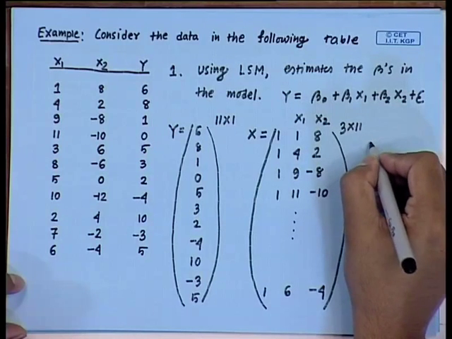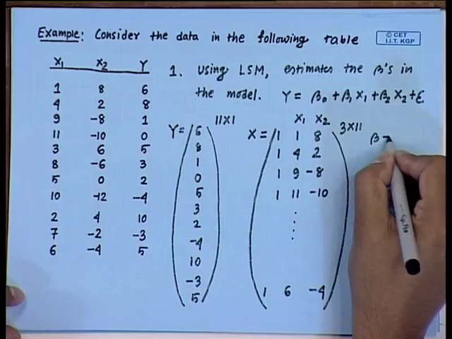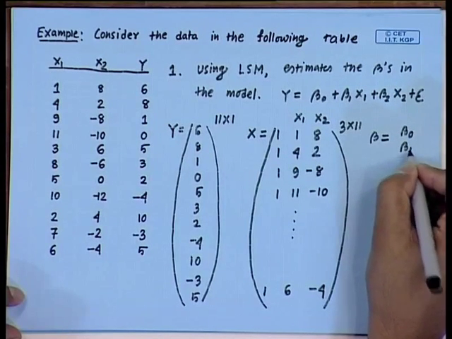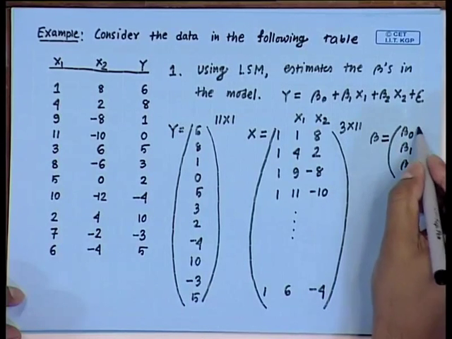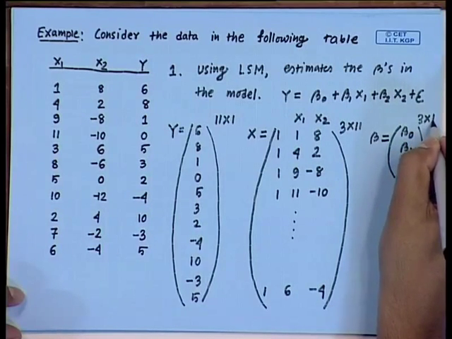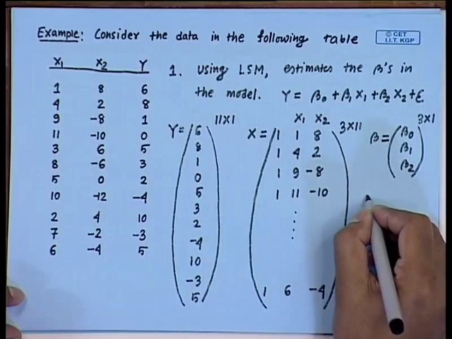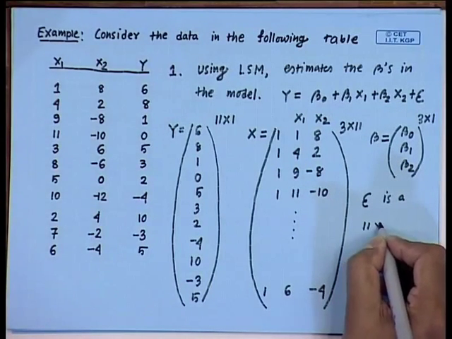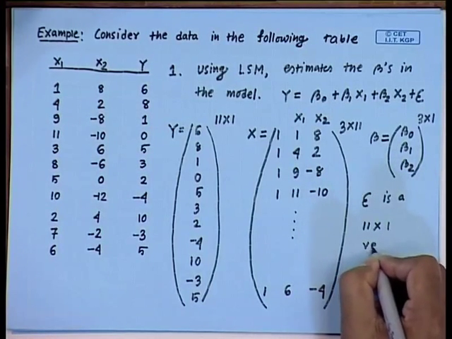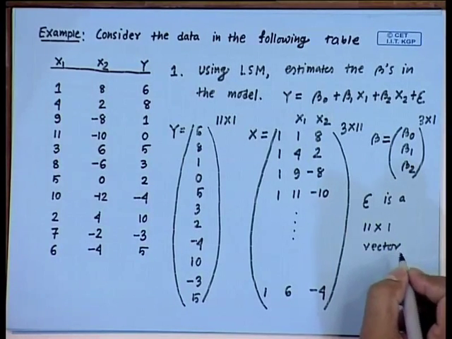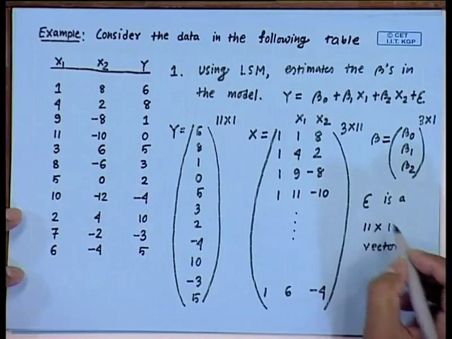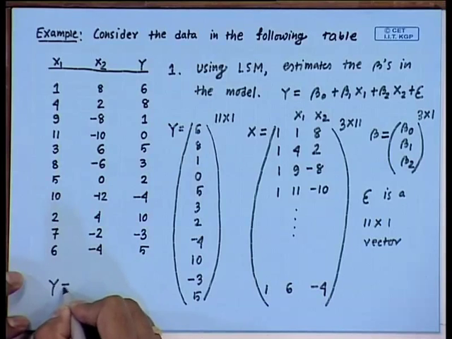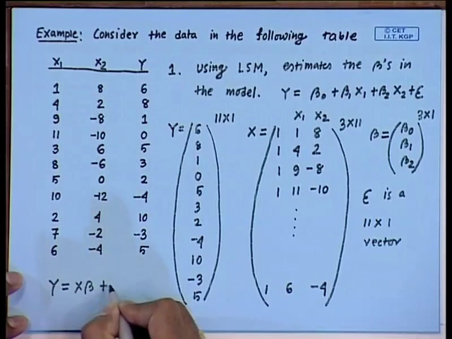Okay, and the next one is the beta vector, which is basically the vector of parameters. This consists of beta naught, beta 1, beta 2. So it's a 3 cross 1 vector. And also we define epsilon, an 11 cross 1 vector, which is the vector of errors. Okay, so the model can now be written in the matrix form as y equal to x beta plus epsilon.